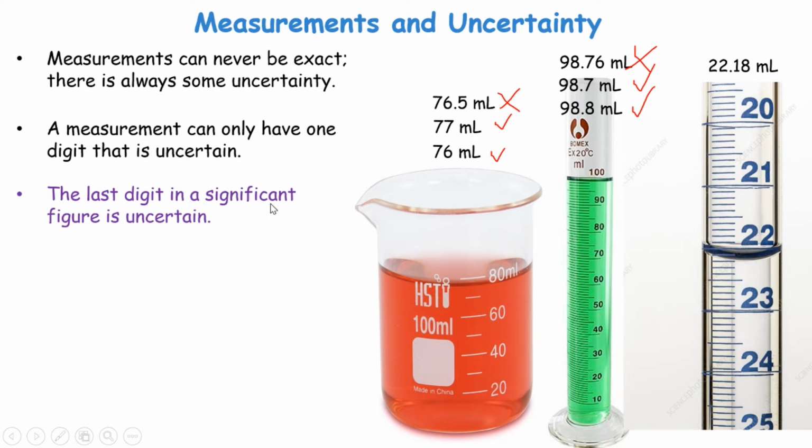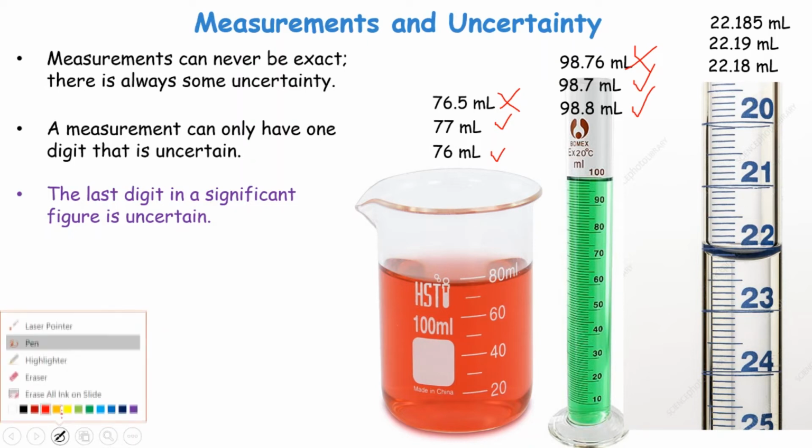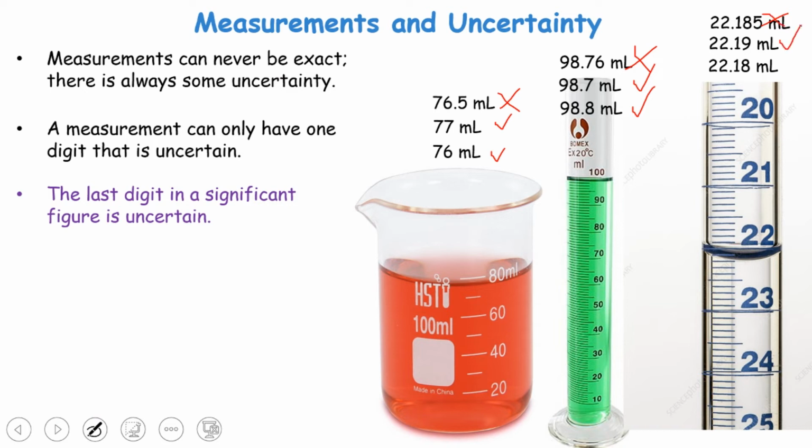So 22.18, that can be correct. At least that's a correct recording, or 22.19 or 22.15, they all should be okay. But if you say 22.185, that will be incorrect. That's against the definition. Therefore, that will be incorrect, and this one's good. This one's good.